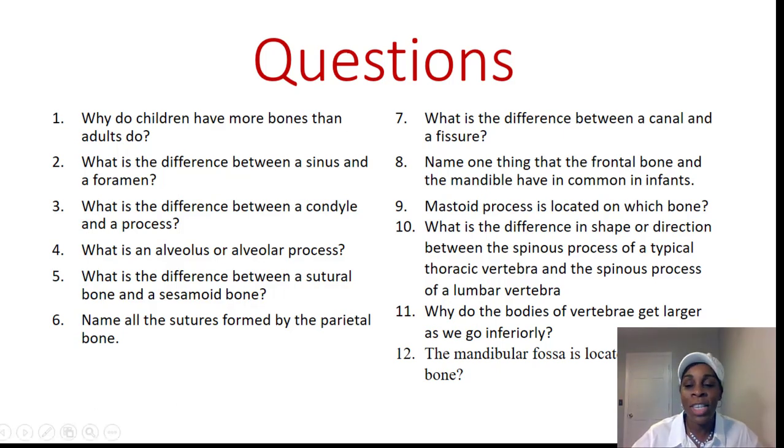The mastoid process is located on the temporal bone. Between the spinous processes, on the thoracic and the lumbar, on the thoracic, the spinous process kind of goes downward, inferiorly. On the lumbar, the spinous processes are straight. The body of the vertebra gets larger because it takes more weight and the spinal cord gets smaller. The mandibular fossa is located on the temporal bone.